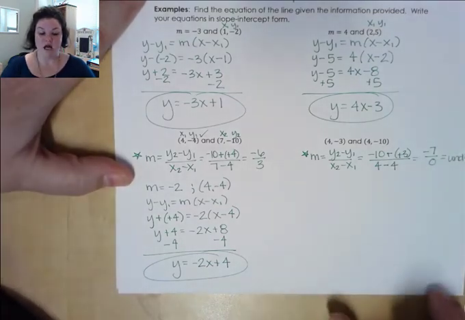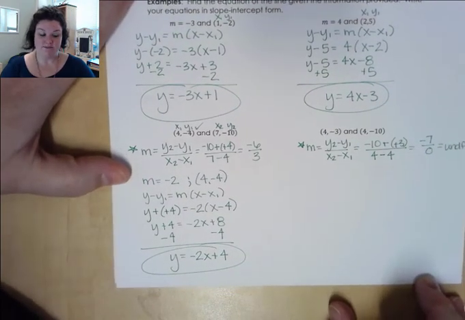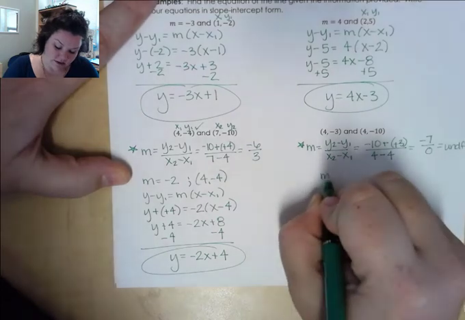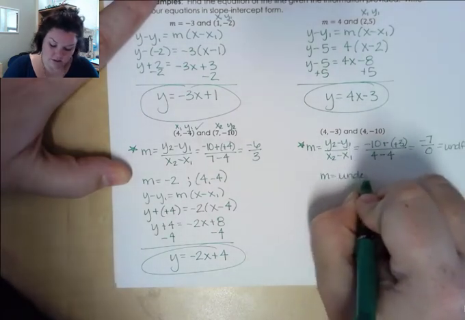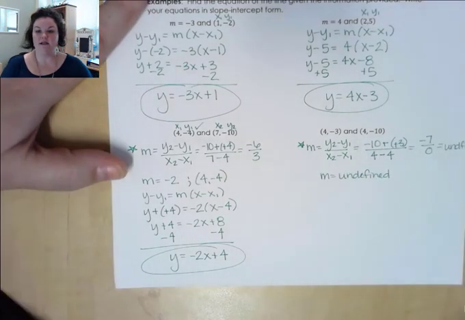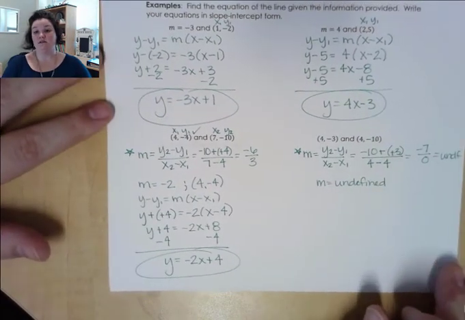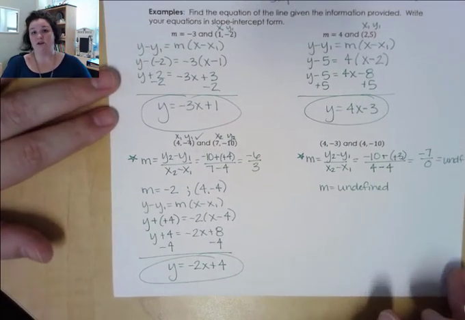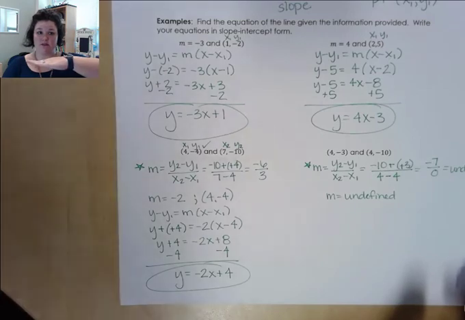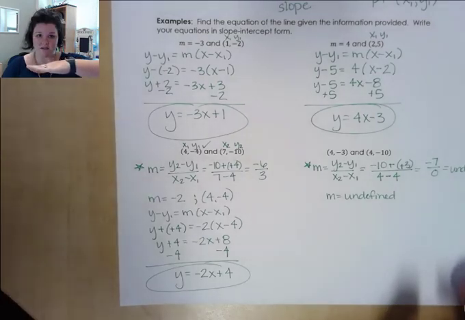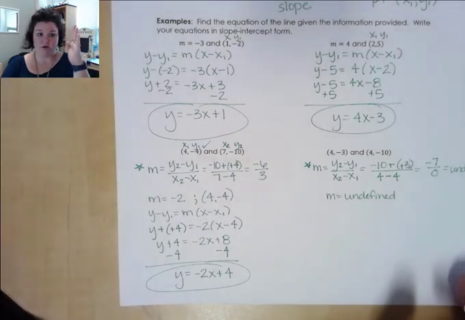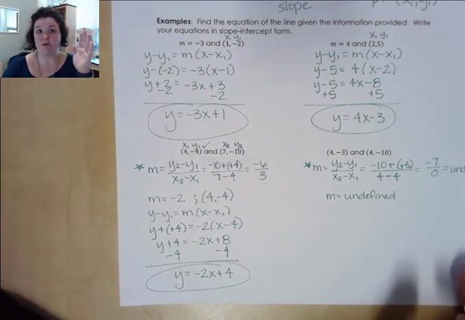Okay? So if it's undefined, what happens when our slope is undefined? Y'all remember? The only time that we get an undefined slope is when we have a certain kind of line. Remember, a 0 slope is a horizontal line. An undefined slope is a vertical line, right? So this has to be a vertical line.